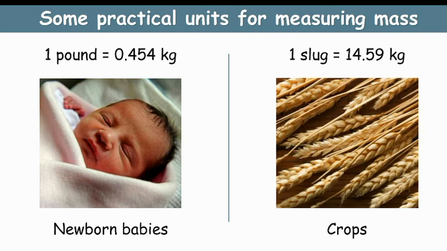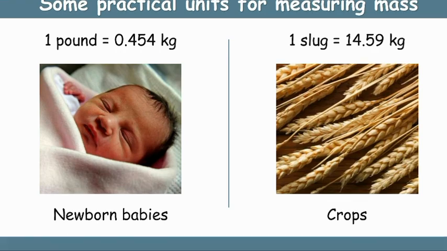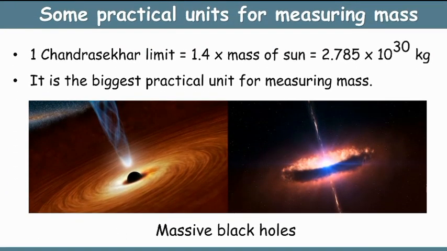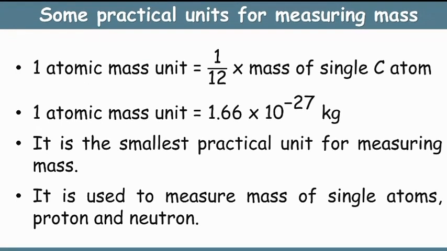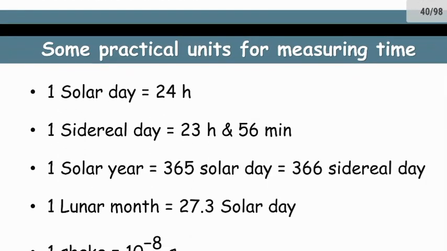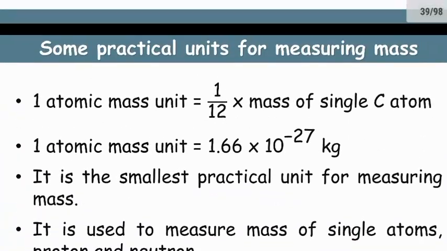Generally a newborn baby is how many pounds? Maybe 4-5 pounds, we say that. Again, 1 slug, this is used for crops. 1 Chandrasekhar limit is 1.4 times the mass of the sun. It is the biggest practical unit for measurement of mass. If people ask what is the biggest practical unit for measurement of mass, then it is the Chandrasekhar limit. Once you go through this slide, pause the video and go through this slide. These are some of the practical units for measurement of mass.